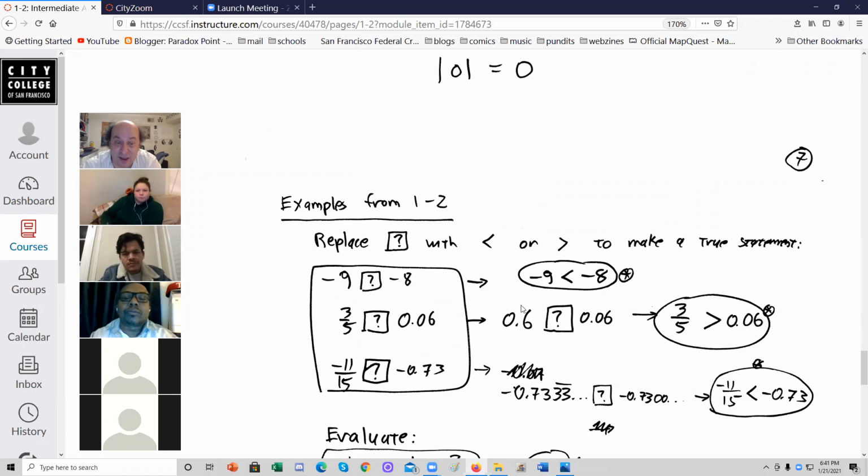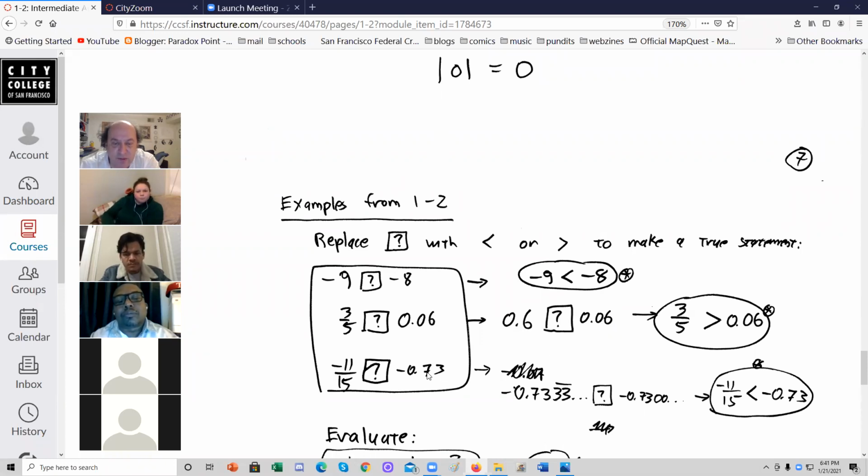Now, how does 3/5 compare to 0.06? Well, first, let's write 3/5 as 0.6. How's that compared to 0.06? Less than, greater than, or equal? 0.6 is greater than 0.06. That is correct. 3/5 is greater than 0.06. You'd rather have 60 cents than 6 cents.